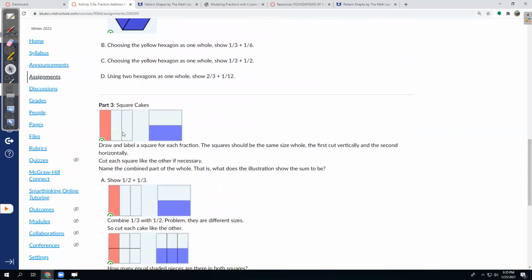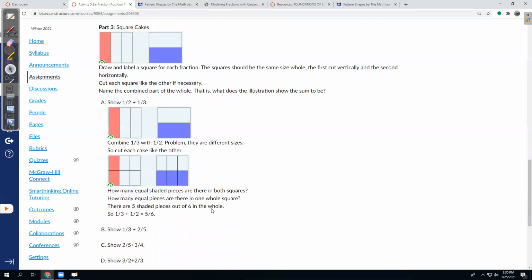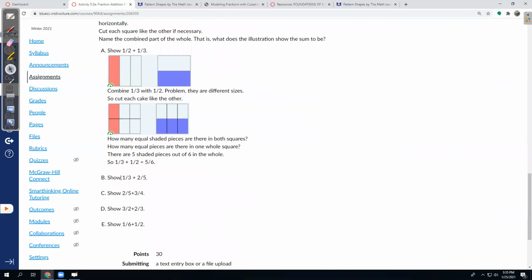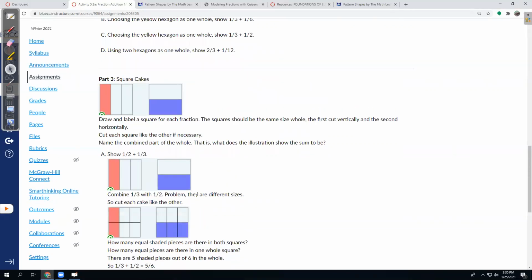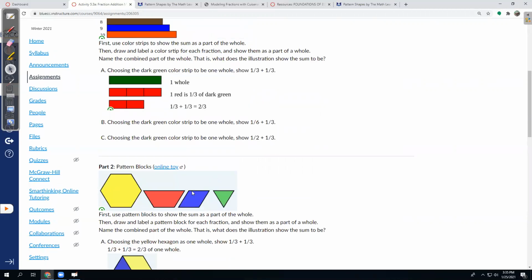In part 3 here, we're going to try drawing our own squares to demonstrate things. So I demonstrate a half plus a third, which I demonstrated earlier. And then you're going to show me a third plus 2/5, 2/5 plus 3/4, 3/2 plus 2/3, and 1/6 plus 1/2. So I'm going to do one more example, and then I'm going to set you guys loose doing some of these right here to make sure you agree on how to demonstrate it. So let's do another one together before we break out.